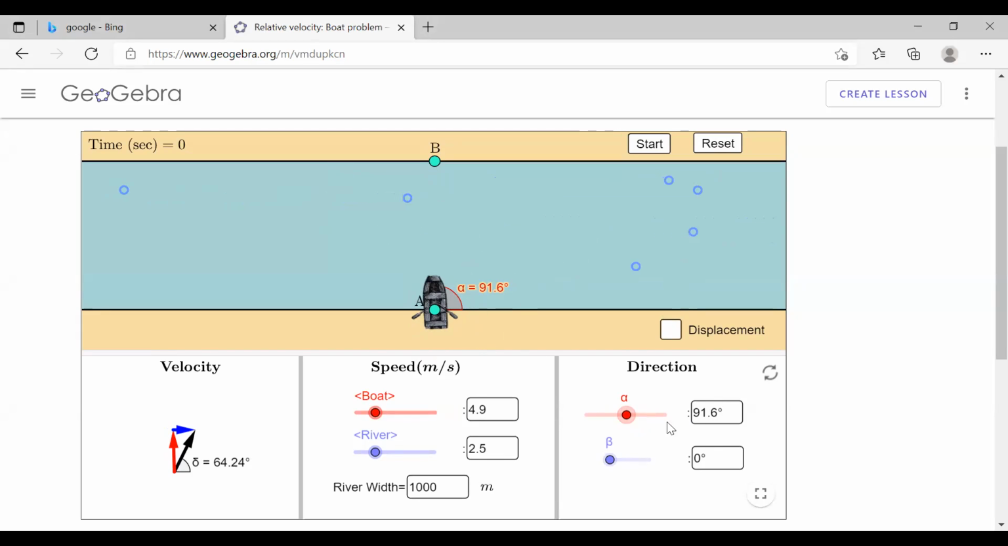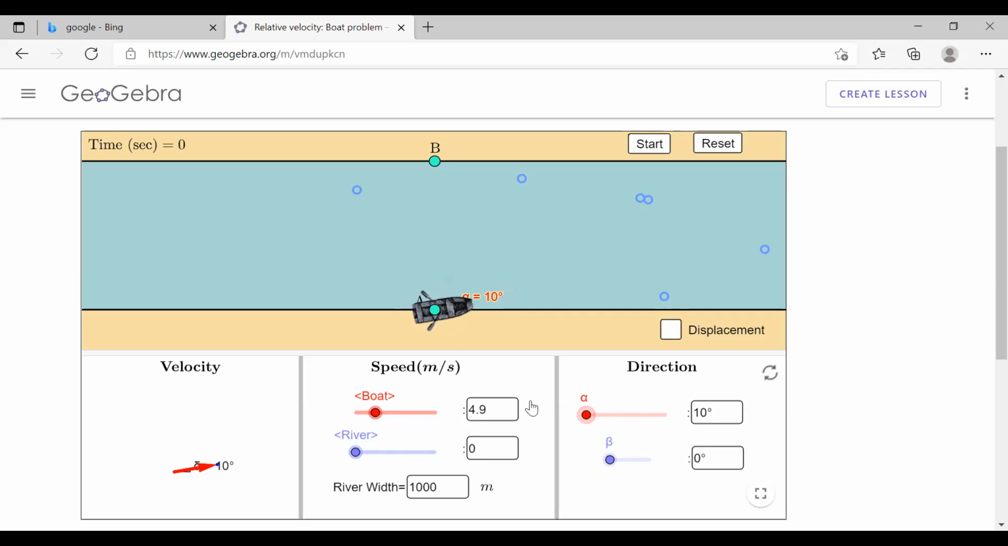Now, if your boat is also moving in the same direction, okay. Now, see here, first of all, river velocity is how much here? Tell me. 2.5 meters per second. Now, for example, I make it zero. I make the river velocity zero. The river is not flowing. Now my boat is, I think here it is not coming zero. I think the minimum angle is there, 10 degrees.